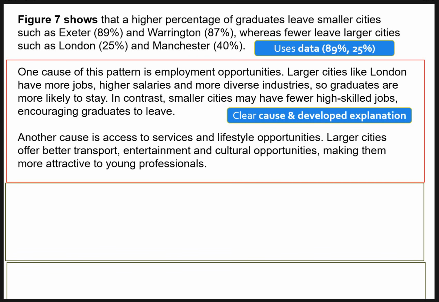Another cause is access to services and lifestyle opportunities. Larger cities, like London, offer better transport, entertainment, and cultural opportunities, making them more attractive to young professionals. Now I would say, if the question is talking about cities and towns you don't know, you will have enough information on the exam paper for you to answer. More likely it's going to talk about big cities anyway.